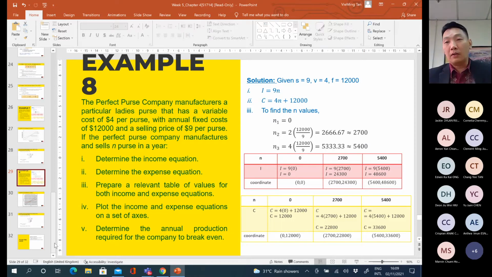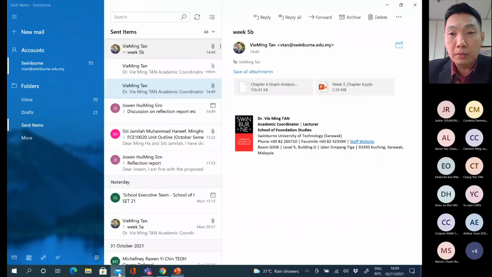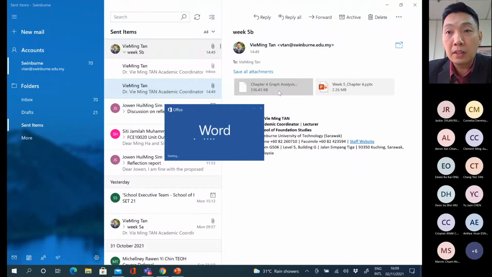So we're already done for this chapter, and you should be able to do the exercises for this chapter. The tutorial questions I already posted on the Canvas.